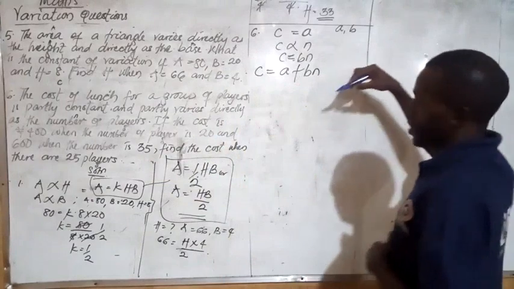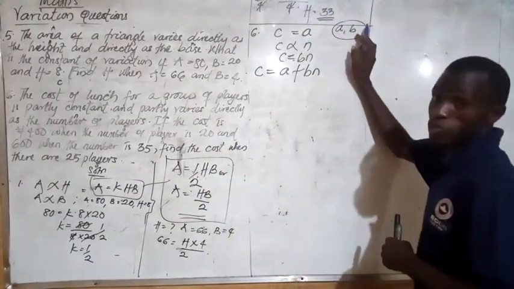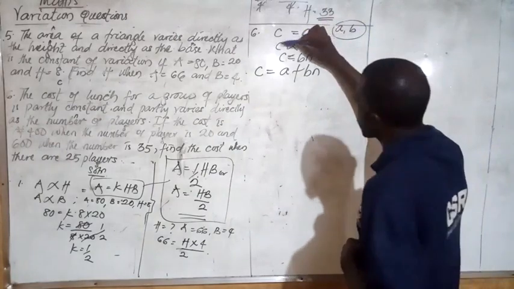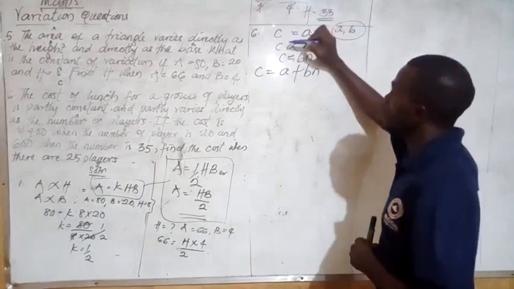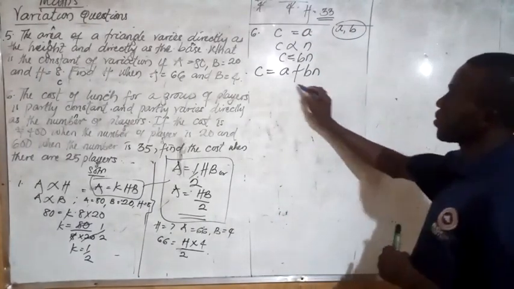I'm going to re-explain again. It says that C is partly constant, so I'm using my constants A and B to represent my constants. So I say it is partly constant, and of course, partly varies directly as n. So we introduce the second constant, Bn. So we have this overall equation.